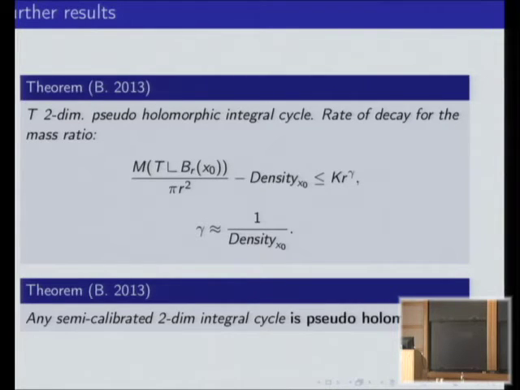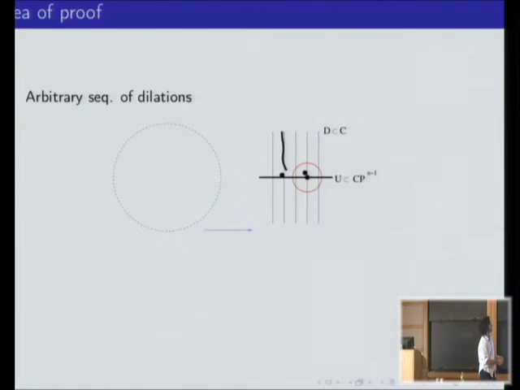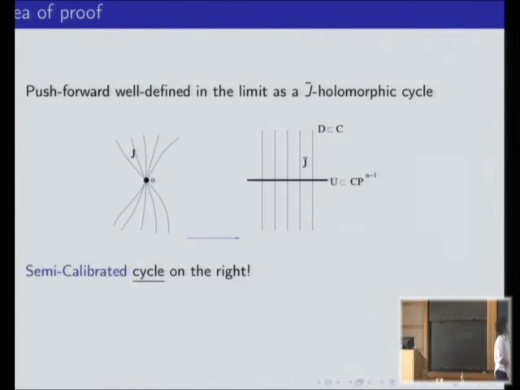Here, what they get is an epiperimetric inequality. No, I don't have any epiperimetric inequality. What I have is a geometric meaning for this, and it's connected to what you asked me earlier. When you do this, the term that describes how far your mass ratio is from its limit is going to be the action of your current on the horizontal form. So I have a geometric meaning for this.